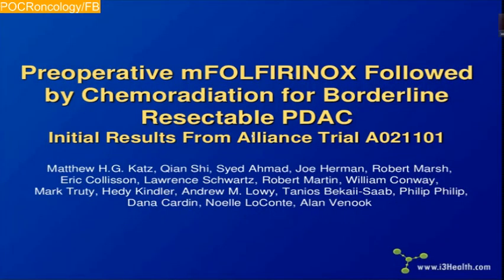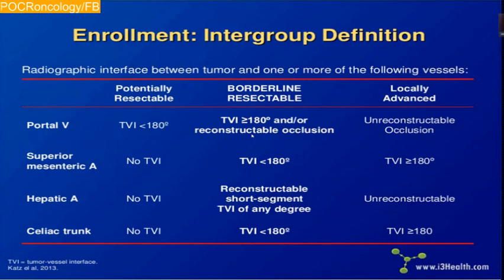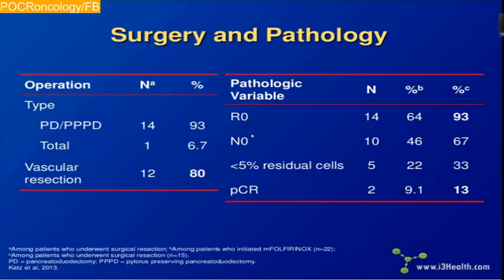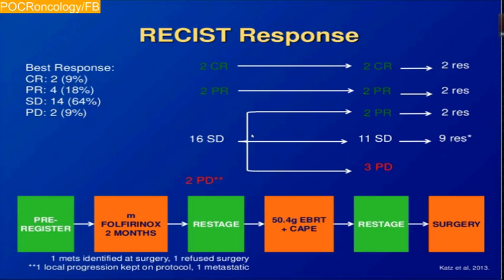And I think this is a very nice trial that was published recently from Matthew Katz, who's a surgeon, Syed Ahmed is a surgeon, Andrew Louis was a surgeon, the Alliance trial. I think this is a phase two trial, FOLFIRINOX with radiation resulted in a relatively very high margin negative 93%, and then as high as 13% with complete pathological response. Something just to keep in mind in terms of radiological response, majority of these patients had a stable disease.